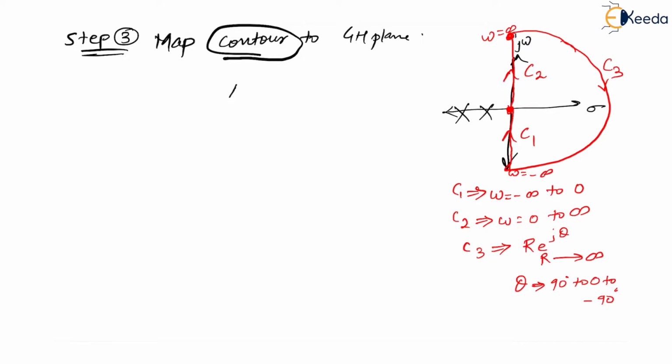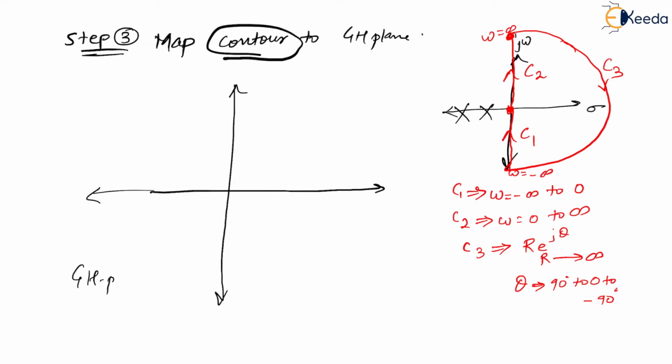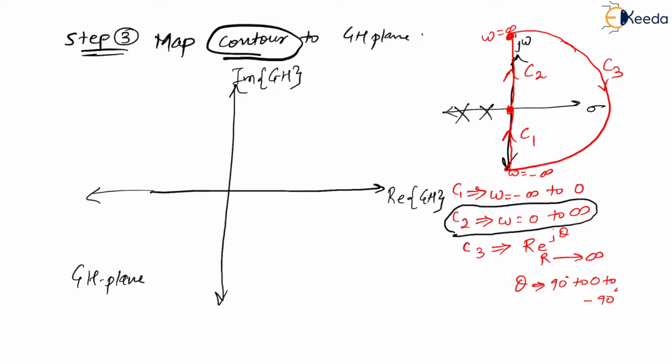Now let us draw the Nyquist plot. Let me call this plane the GH plane. So here I will be having the real part of GH, as we already know, and here I will be having the imaginary part of GH. Is that correct? Yes. If you observe, C2 contour is from omega equal to 0 to infinity.